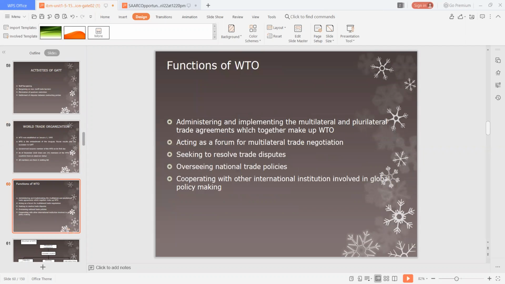Functions of the WTO: administering and implementing the multilateral and plurilateral trade agreements, which together make up the WTO, acting as a forum for multilateral trade negotiation, seeking to resolve trade disputes, and overseeing national institutions involved in global policy making. These are the functions.